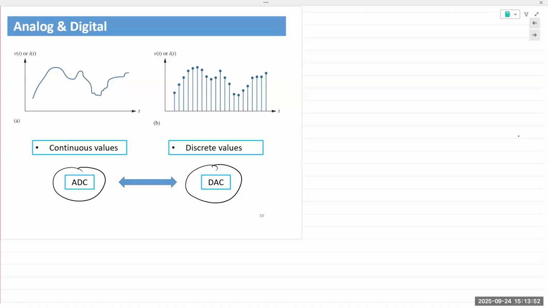The way we would actually create a digital version of an analog signal would be to sample the signal, meaning take measurements of that signal at fixed intervals. So if we take measurements of the signal at fixed intervals, we'd end up with something like this. This process is known as sampling.